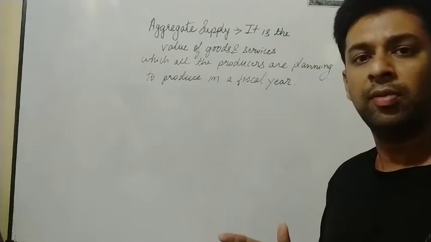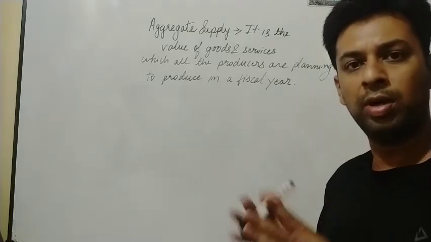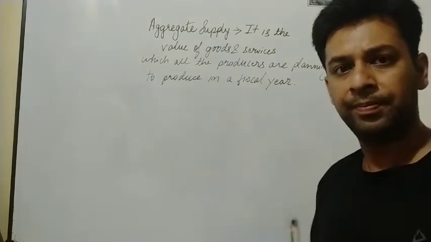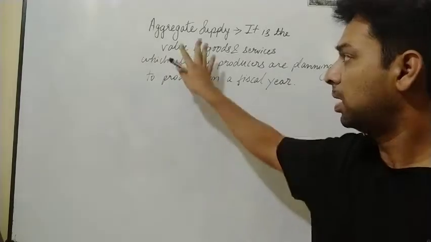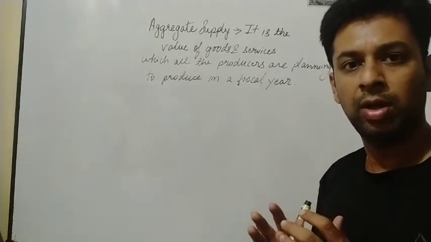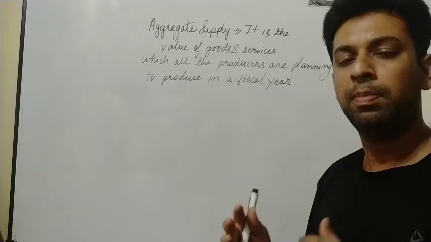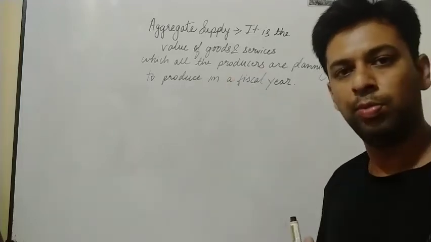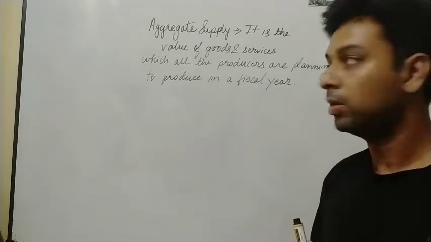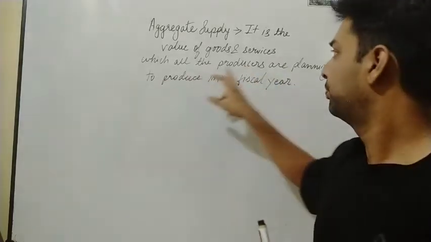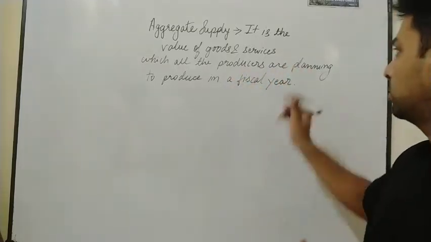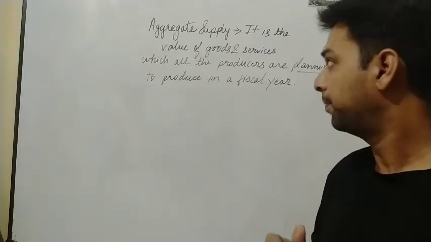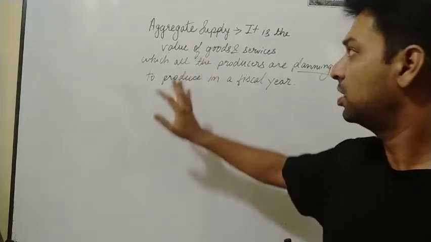So it is never the actual production or the output level, it is a planned production level. When the demand is estimated by the producers, then according to it, all these firms plan to produce. They set their planned production, how much they will have to produce considering the aggregate demand. That's why I am writing here: planning producers, which are planning to produce. They are planning, it is never the actual produce or the output. Now this is the definition of aggregate supply.